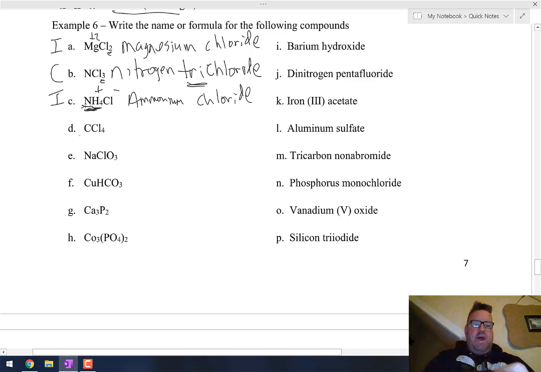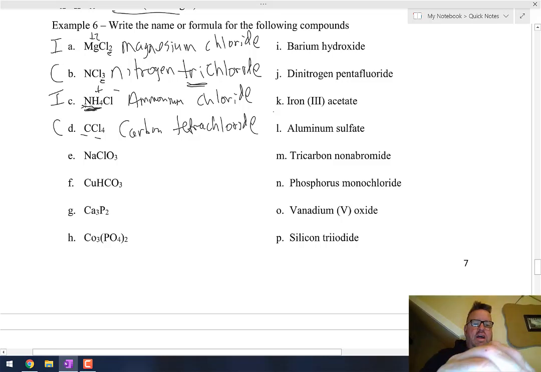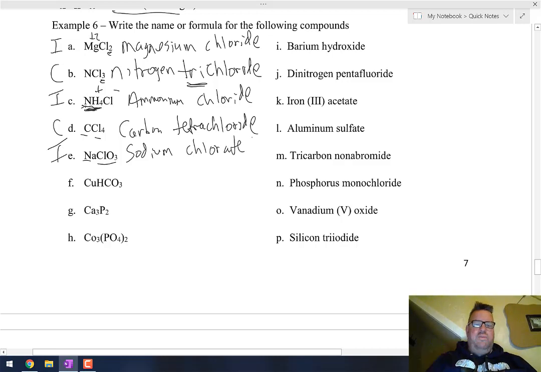Okay, and then back to covalent here. You've got carbon and chlorine. Those are both nonmetals. So this is carbon, and then the 4 is tetrachloride. And then letter E, you've got a metal with nonmetals, so that one is ionic. Na is sodium. And ClO3, I look at my ion sheet, ClO3 is called chlorate. So that is called sodium chlorate.